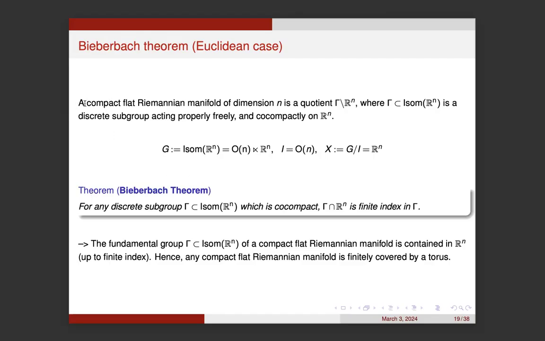So here, consider a compact flat Riemannian manifold. Any compact flat Riemannian manifold is a quotient of R^n by a discrete subgroup of the isometry group of R^n, which is this group here. What Bieberbach proves is that for any co-compact discrete subgroup gamma of the isometry group, if I take the intersection with the translation part, R^n here, then this is a finite index subgroup in gamma. So what does this mean?